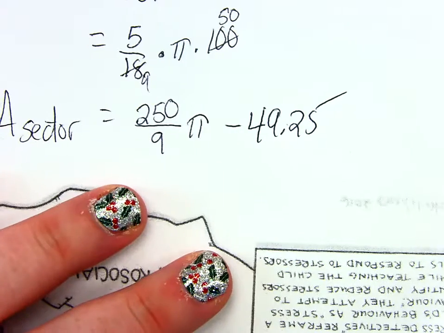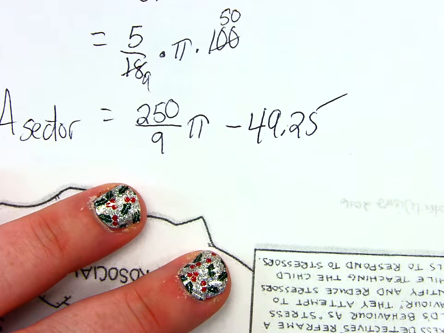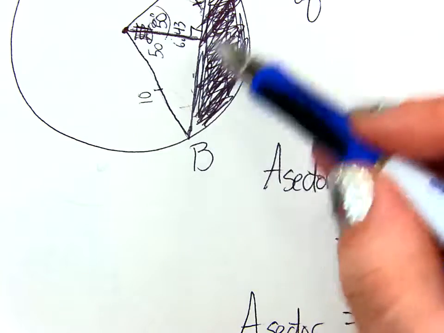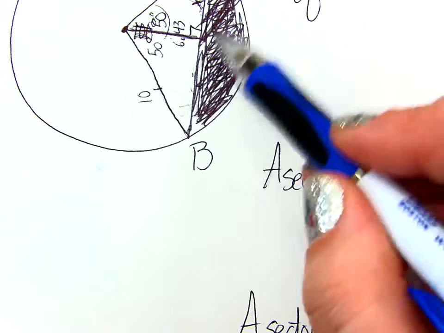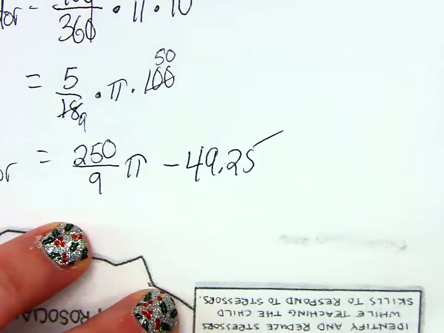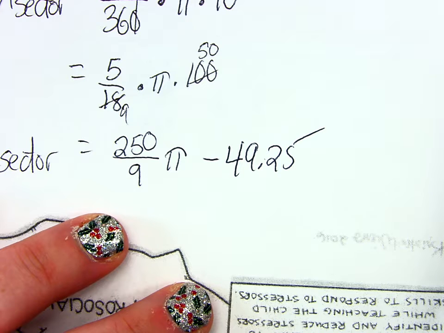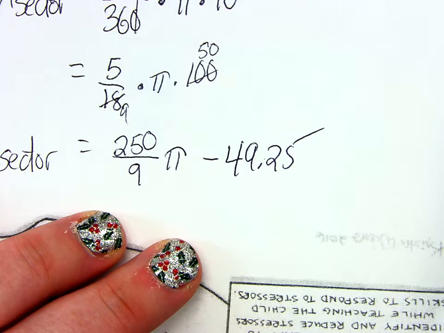So now I'm here. If you do this right, you should not get a negative number, right? Because this whole area minus the triangle should not leave me a negative. I should get some positive value for this. So let's see what we get. 250 divided by 9 times pi minus 49.25. 38.02.